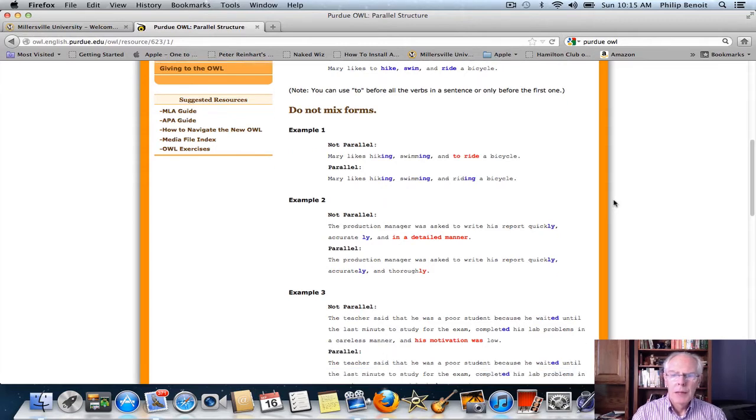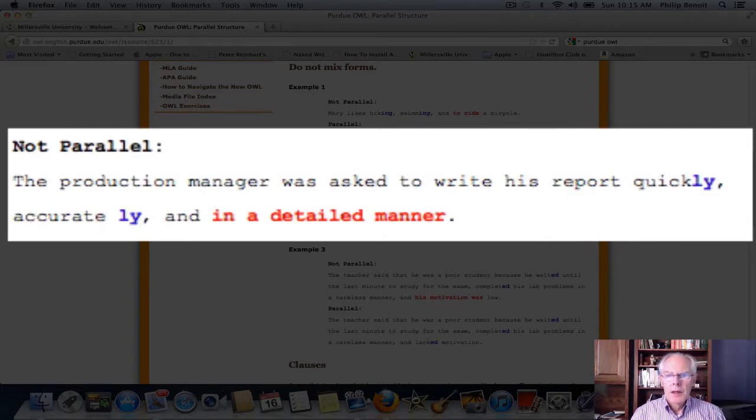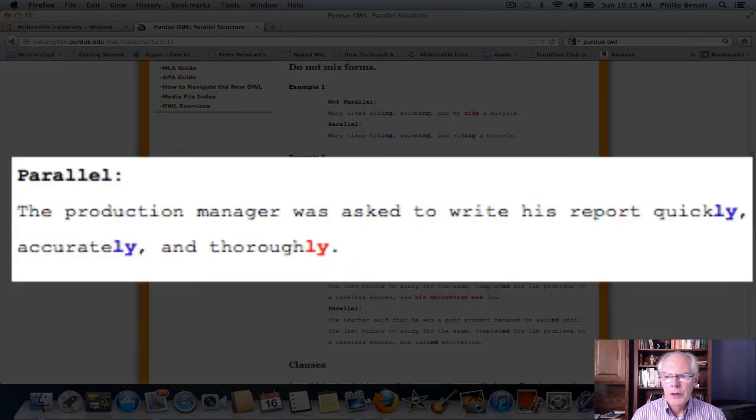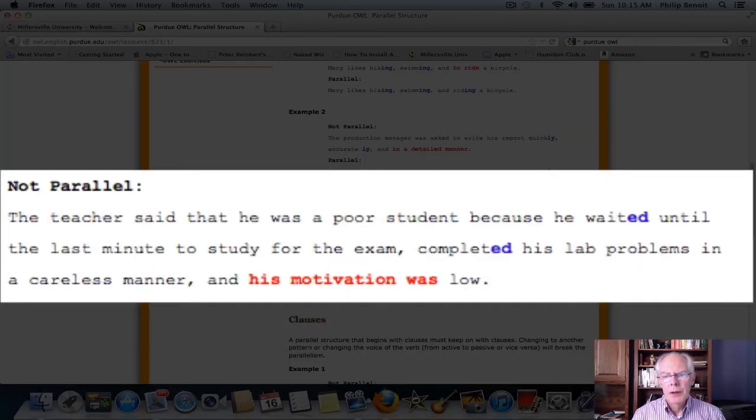In example 2, the non-parallel structure is equally evident in words. "The production manager was asked to write his report quickly, accurately, and in a detailed manner." That obviously is not parallel, and we can see in red the non-parallel element of it, and it's quickly and easily fixed by rewriting it as "The production manager was asked to write his report quickly, accurately, and thoroughly." So you can see how easy it is to fix these things. You do have to look for them. You have to find them, and you have to be conscious of the fact that you should be parallel in your structures.